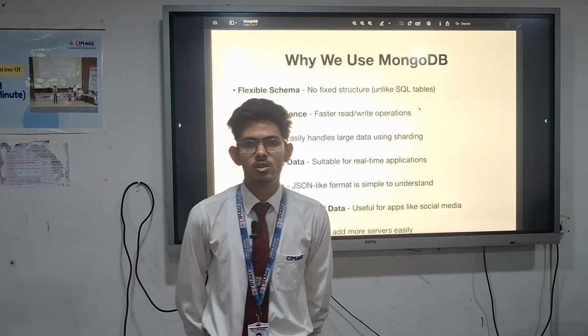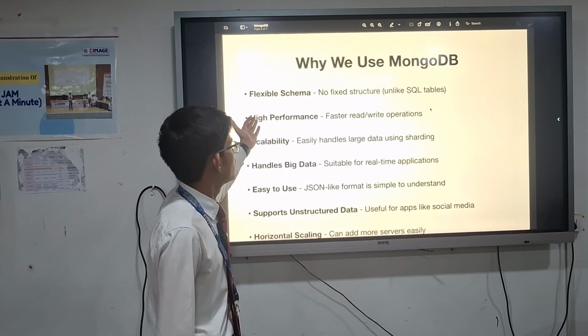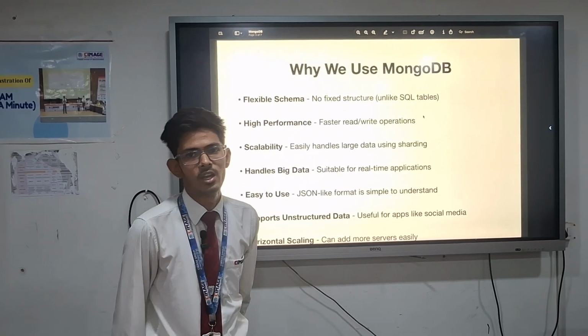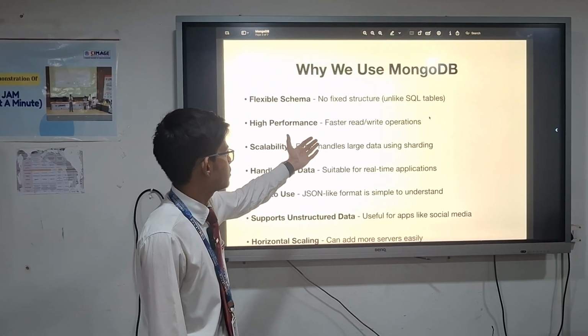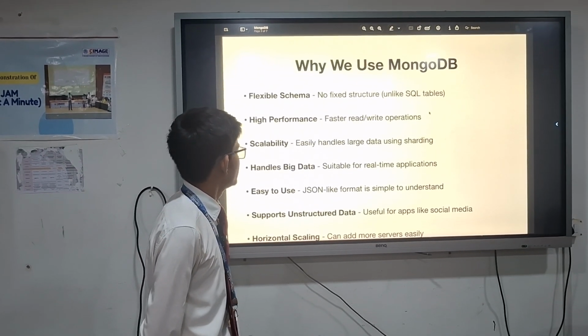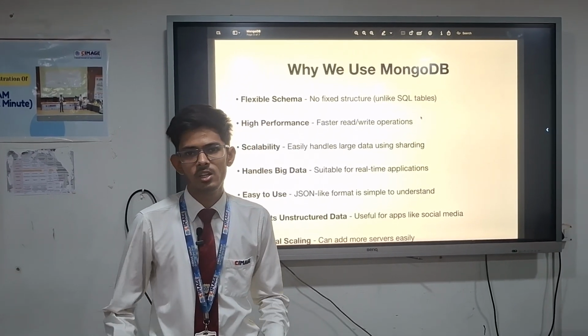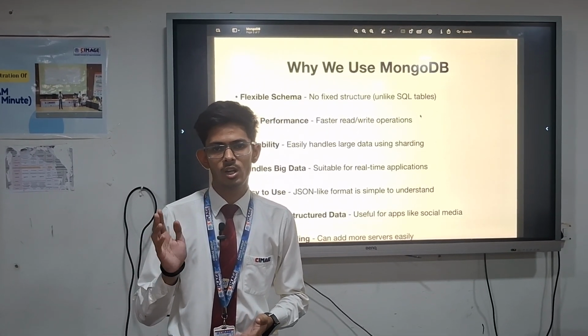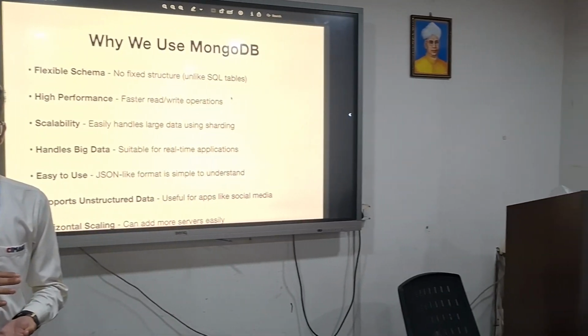Why do we use MongoDB? We use MongoDB because of its flexible schema, because it has no fixed structure unlike SQL databases. It has high performance, with fast read and write operations. Scalability: it is easy to handle large data using sharding. It means it divides large data into smaller groups and they are served on multiple servers.